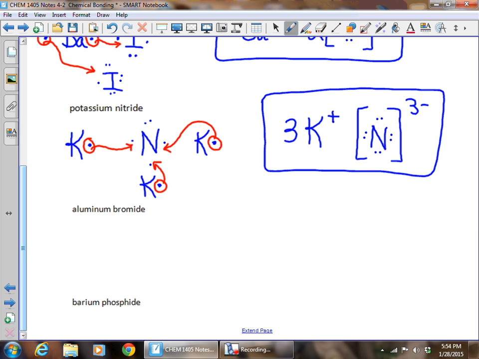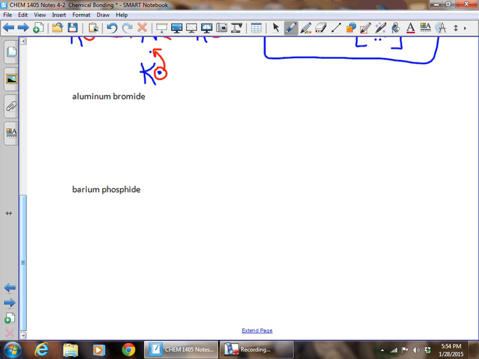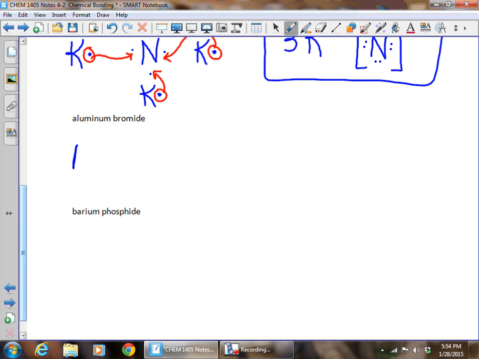Finally, let's look at one more. Well, I guess we've got 2 more examples. We've got aluminum bromide. Aluminum has 3 valence electrons. Bromide is the ending name for bromine, so it's got 7. So aluminum wants to give away 3 electrons, so one of them can go to bromine, but that's not enough bromines because we need some more places for aluminum to be able to give away an electron. So let's put another bromine up here.